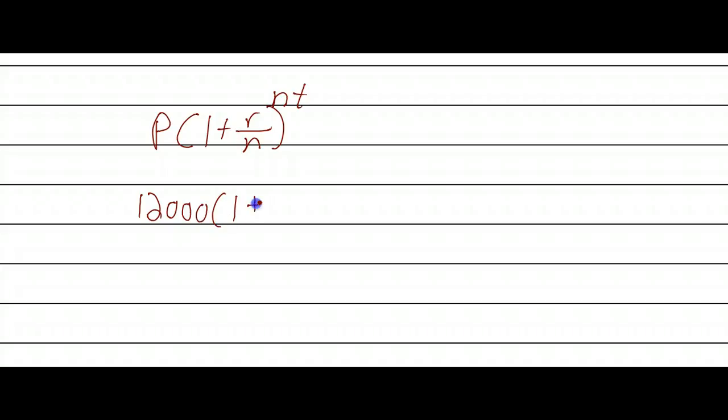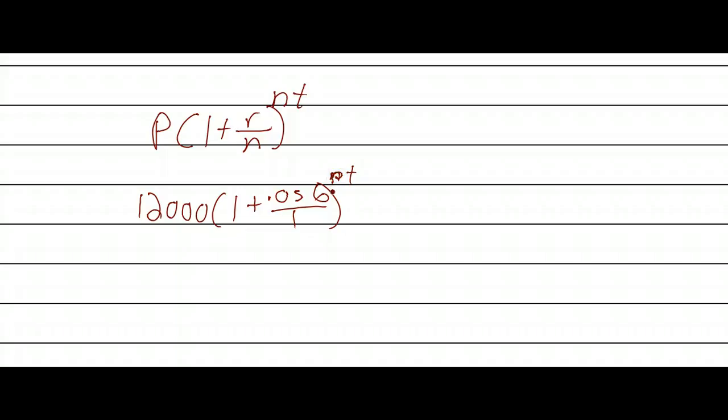So here's 1 plus the rate, which is 5.6%. You convert that to a decimal, so it's 0.056 per year. Per year says 1 year, so it's n over t, and that's just 1.